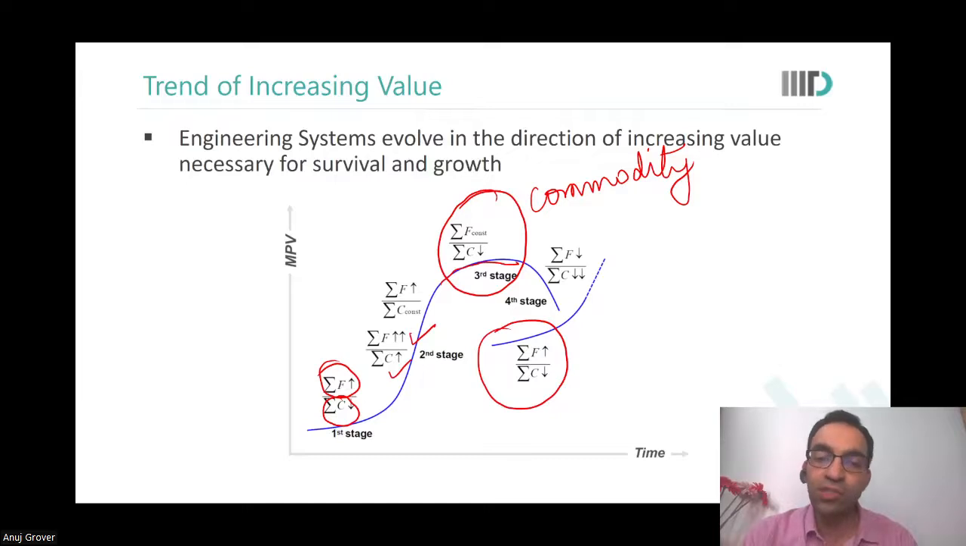We are in the stage 2. Once the product matures, market becomes stable. That is when you enter into stage 3, and that is where you start to reduce costs to improve your margins. ठीक है? So that is the trend of increasing value.